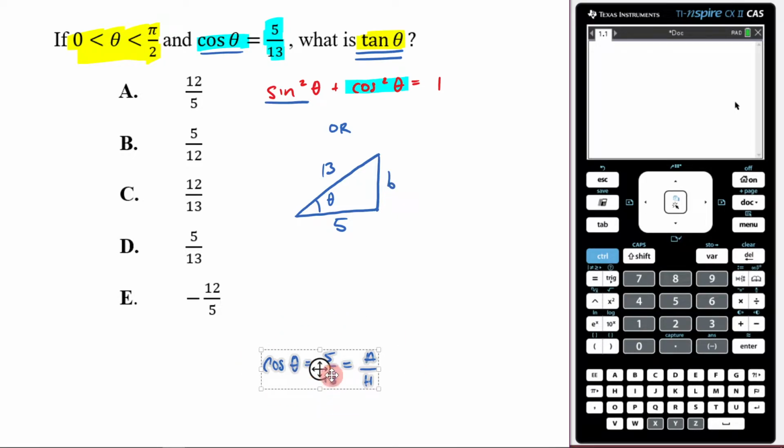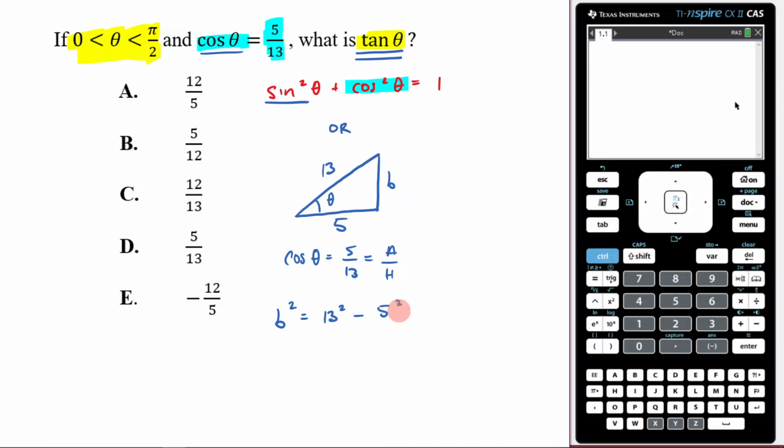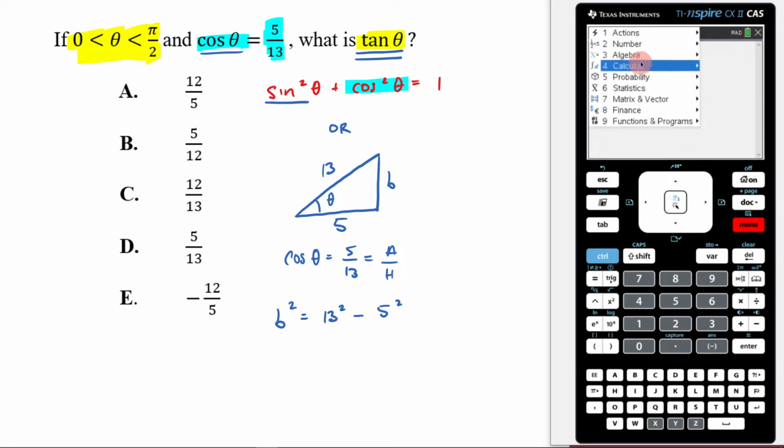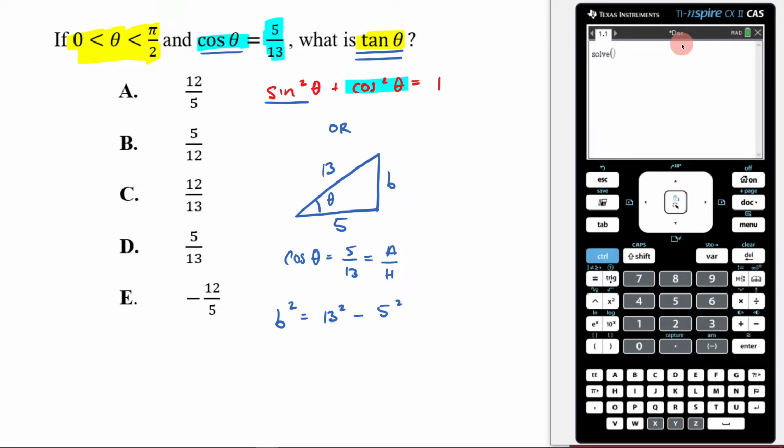Well, how can I find that b value? I know that the way that I find b is simply by going, well, b squared is going to be equal to the hypotenuse squared minus this 5 squared. Now, I would probably just do this in my CAS because I am lazy. So we're going to go menu 3-1. And it's not just laziness as well. If you've got your CAS, you'd be silly not to use it to answer things quicker.